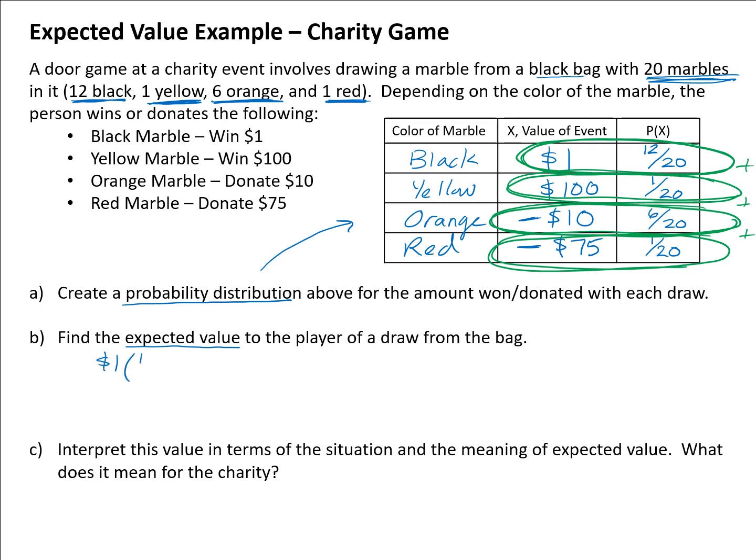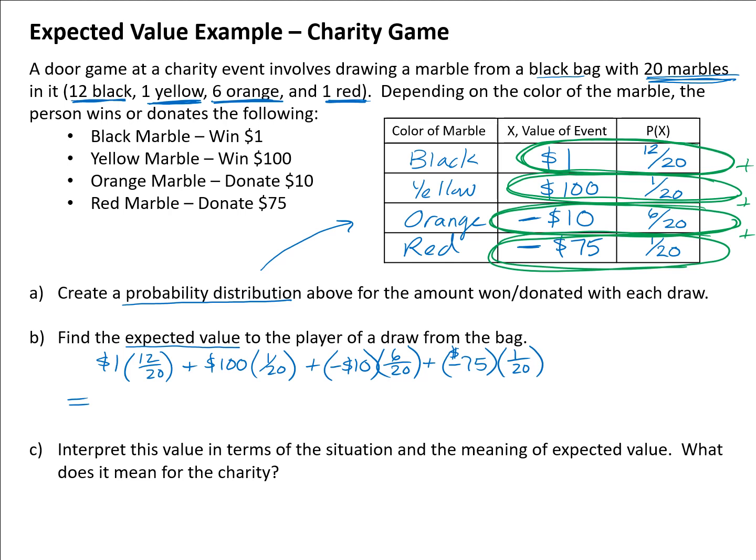$1 times 12 over 20 plus $100 times 1 over 20 plus, well, negative $10. And there are 2 ways you can do this. You could use plus and then show the negative 10, or you could do minus 10 times 6/20, and then plus a negative 75 times 1/20. And I forgot my dollar sign there. I'll sneak that in.